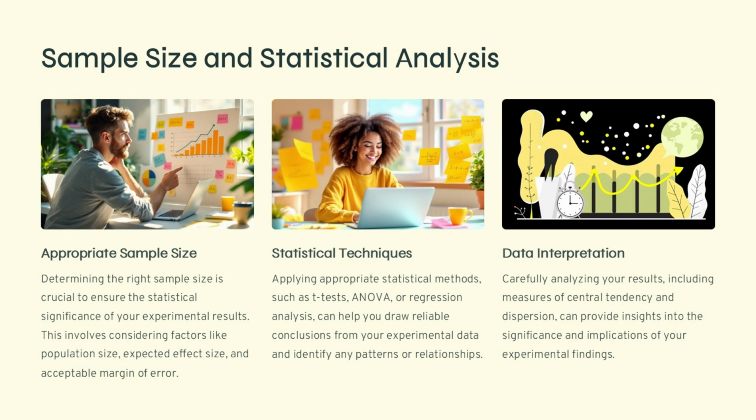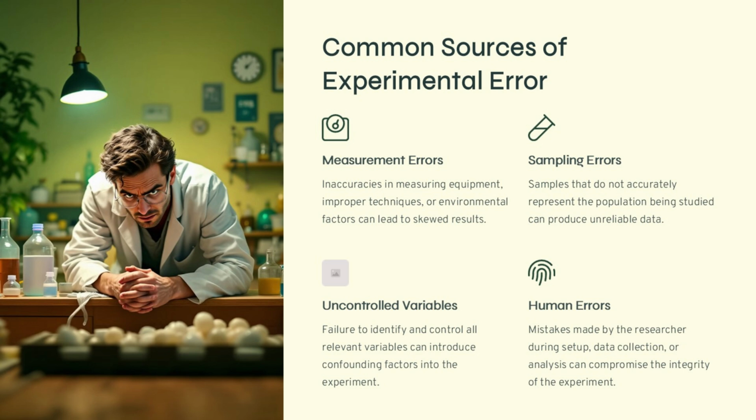of your findings. Experimental errors can come from many sources, and it's crucial to be aware of them to improve the quality of your research. Measurement errors can arise from inaccuracies in equipment, improper techniques, or environmental factors. This can skew your results. Sampling errors occur when the samples you study don't accurately represent the larger population.